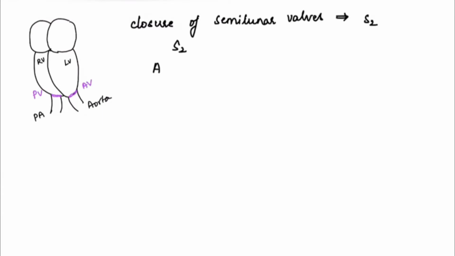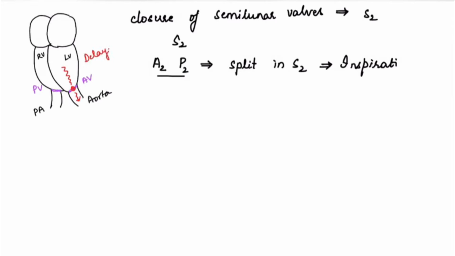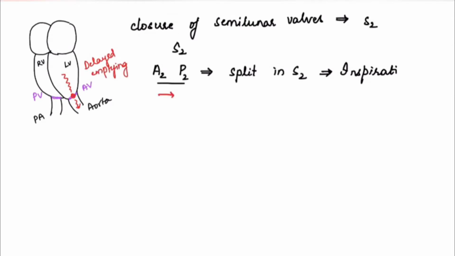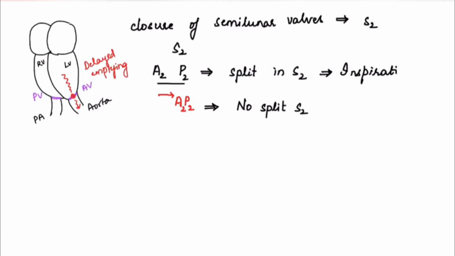Normally the aortic valve closes a little bit earlier than the pulmonary valve, producing a normal split which is heard during inspiration. In aortic stenosis, as there is a delayed emptying of left ventricle into the aorta, this aortic valve closes little late and it may occur simultaneously with the closure of pulmonary valve. That is, A2 can occur simultaneously with P2, producing no split of S2. Or the aortic valve may close even more slowly, where the P2 occurs earlier than A2, producing a paradoxical split of S2.